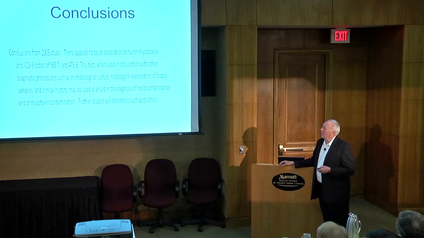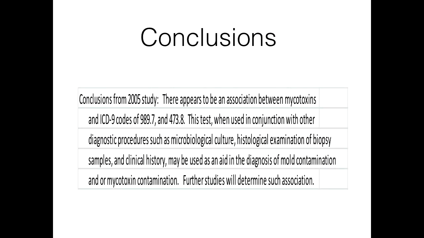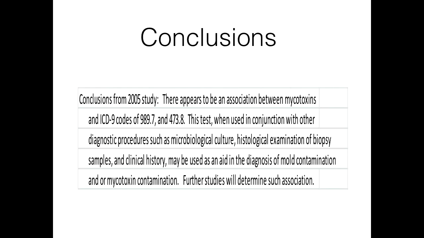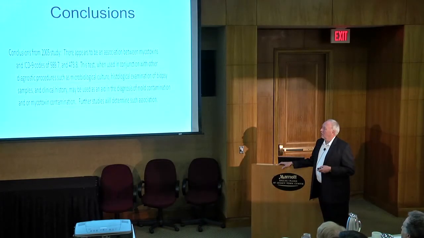So the conclusions of this study were that there appears to be some association between mycotoxins and especially the codes 989.7 and 473.8. This test, when used in conjunction with other diagnostic procedures, and this is something I put on the bottom of our sheet, because College of American Pathology, CLIA, and FDA will not like us if we don't. But we determined that your clinical ability is the most important thing in looking at our data. The test, when used in conjunction with other diagnostic procedures, such as a microbiology culture, histological exam of biopsy samples, and especially the clinical history, may be used as an aid in the diagnosis of mold contamination or mycotoxin contamination. And further studies will determine such association.